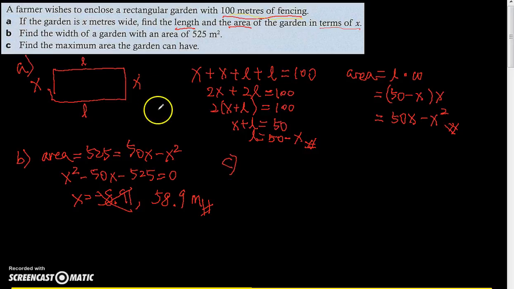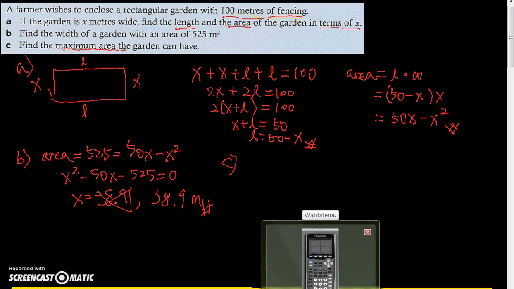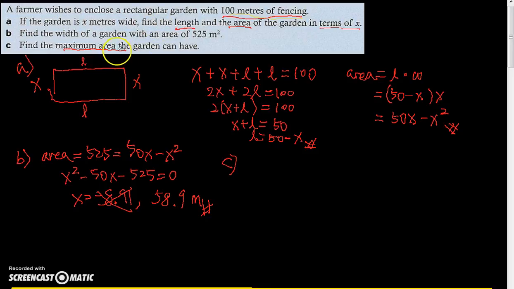Part C, find the maximum area, right? Find the maximum area. This is something that you guys will always be asked. So what I'm going to do is open up my calculator again. But this time, don't be confused by part C and part B. In part B, they gave us the area of 525. But right now, they want us to find the maximum area. So there is a way to build this garden so that the area is even more than 525.